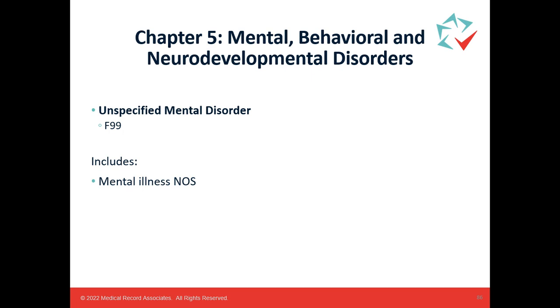Well, that is it for the Chapter 5 codes for mental, behavioral, and neurodevelopmental disorders. Don't forget to review your hierarchy for coding conventions first, coding guidelines second, coding clinic third, and other references, which could be the coding handbook and or the DSM-5, which is a great reference book when you are working in Chapter 5.